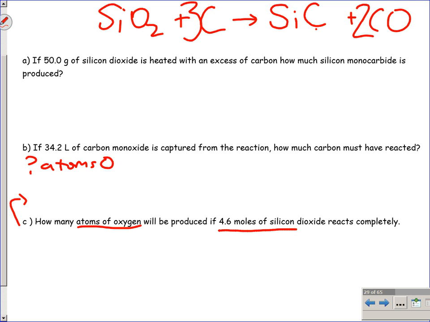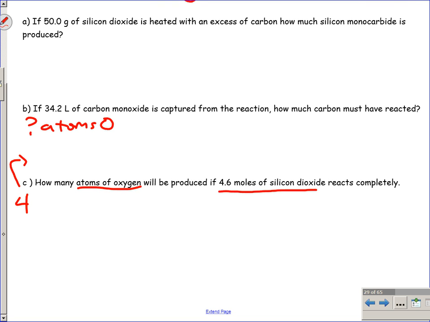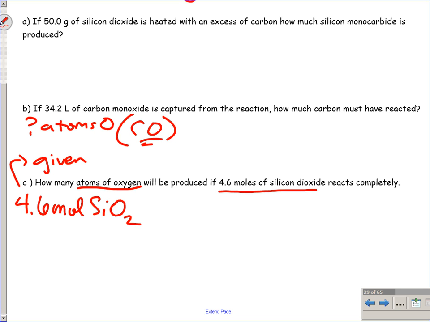If 4.6 moles of silicon dioxide react completely. So 4.6 moles of silicon dioxide is what I'm starting with. That's my given. I'm writing everywhere here, sorry, but that's my given. And I know I'm already in moles, right? I'm halfway there. So which of my products am I actually trying to get to? Say again? Carbon monoxide. So I know that I really am looking at the oxygen inside of carbon monoxide.